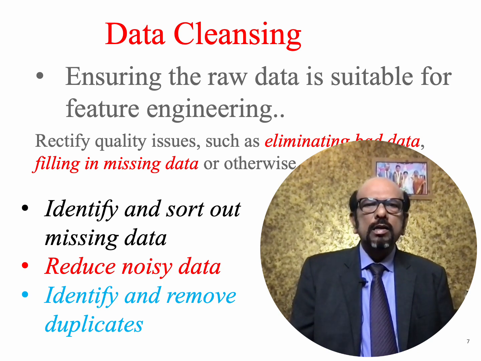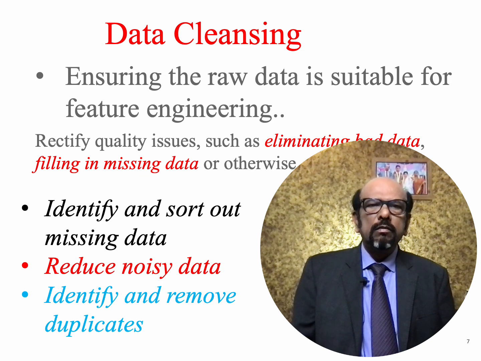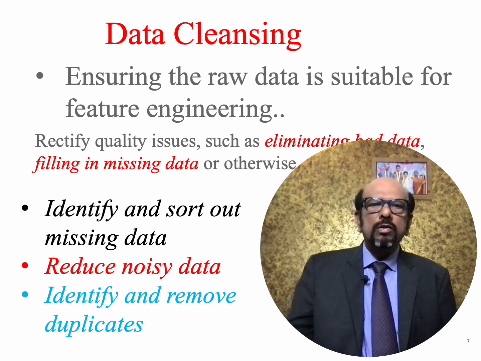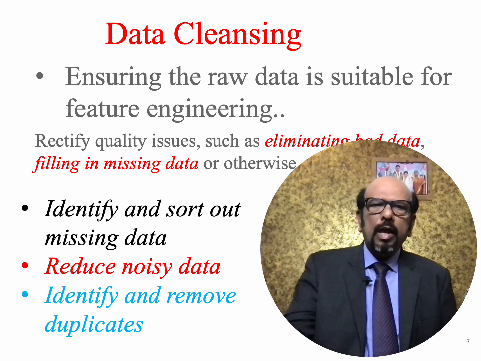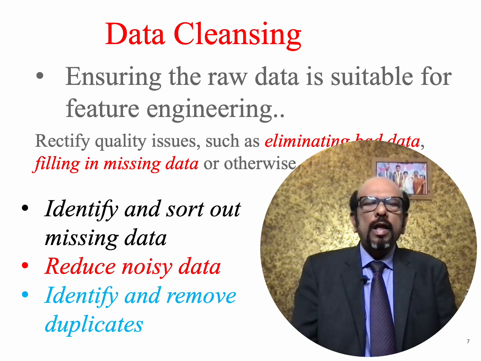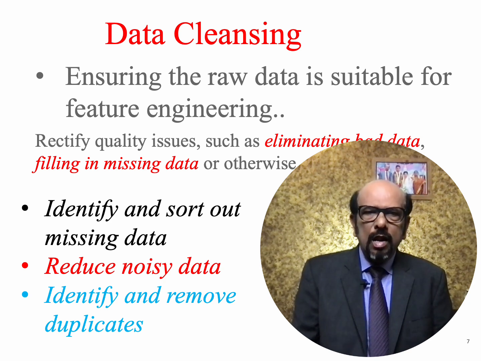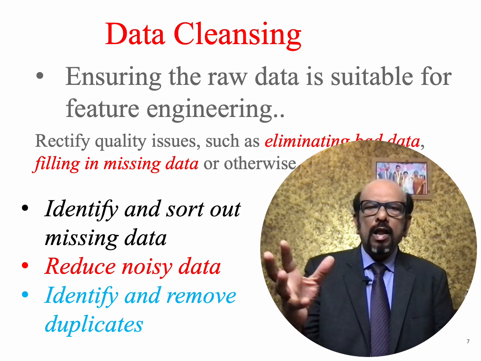The second is called cleansing. Sometimes one record will be completely zero. Sometimes one record will have some high values. Sometimes instead of typing 10, he might have typed two more zeros. So data cleansing ensures that raw data is corrected, cleaned, and suitable for feature engineering. So rectify the quality issues so that bad data is eliminated.